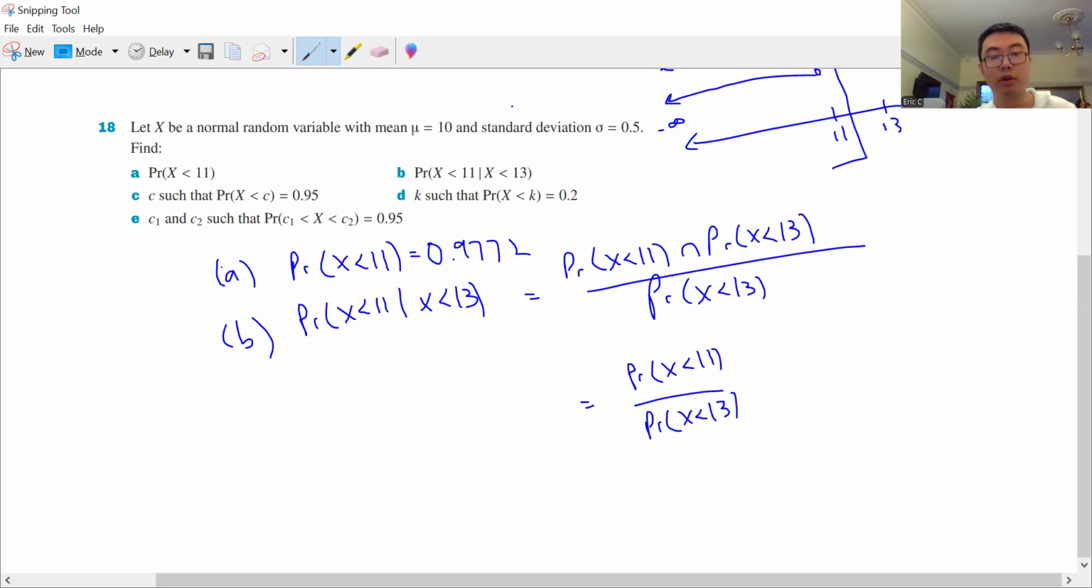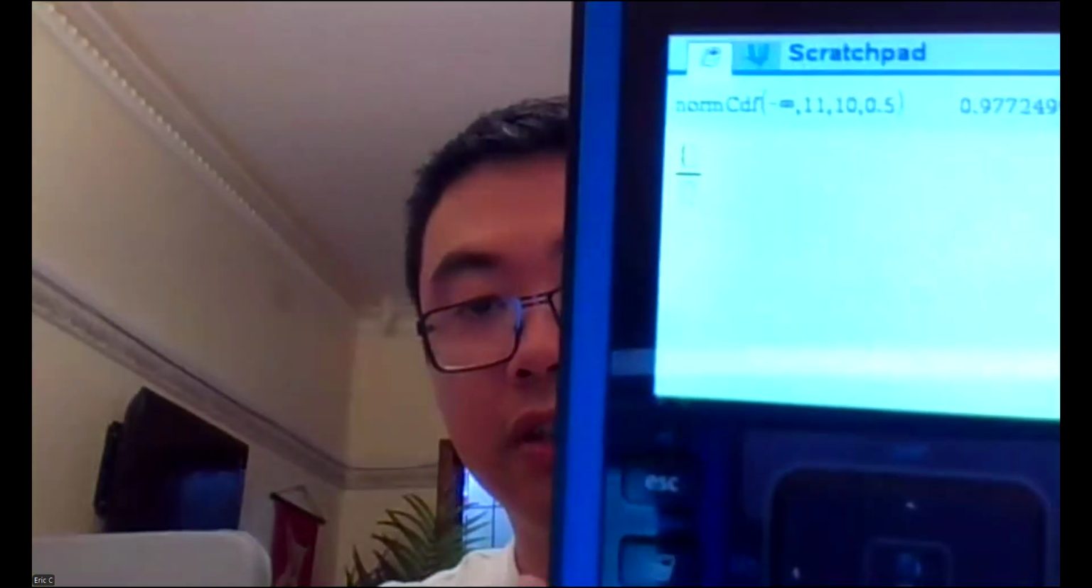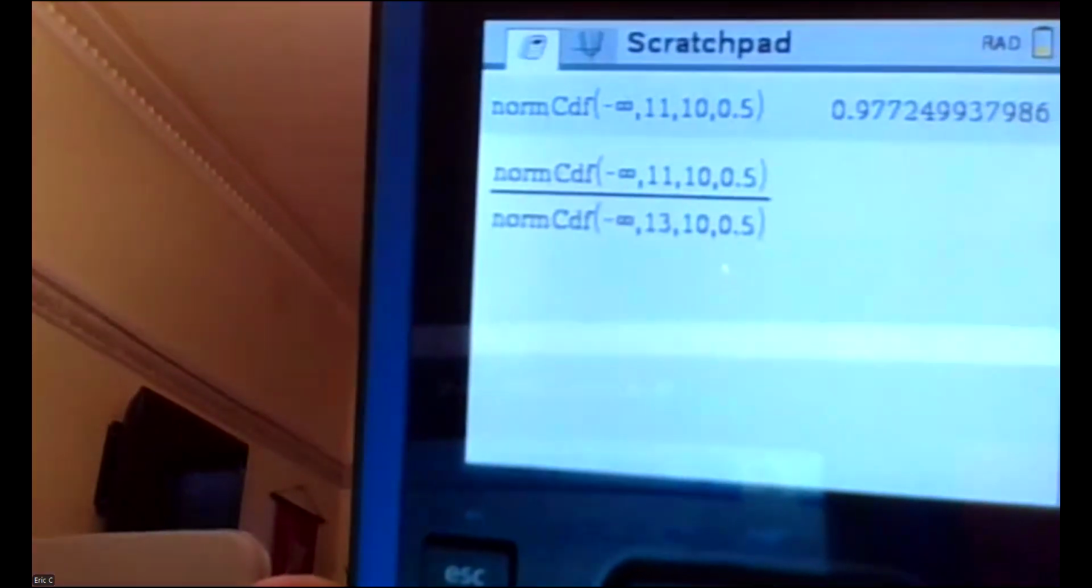All right, so we want to jump over to our CAS. Once we have this normal CDF up at the top, we can actually reuse that and just change the parameters to suit. First of all, put up your fractions like that, then copy what you have at the top and paste it in the numerator, because that's the answer from part A. Then paste again in the denominator and just change the second parameter to 13, because your new upper limit is 13, as the denominator is the probability of x less than 13. Just go enter and that's your answer there.